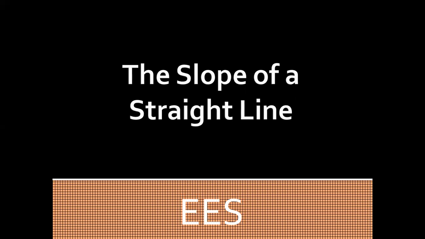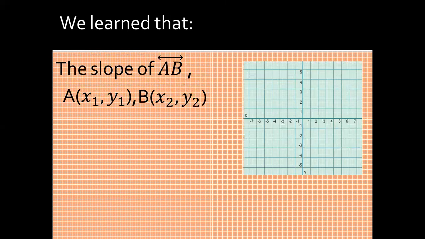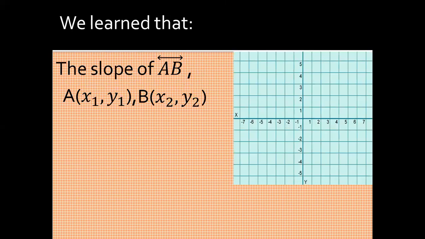Today I'm going to talk about the slope of the straight line. We studied before how to find the slope of the straight line. If we need to find the slope of the straight line AB, where the coordinates of the point A are x1 and y1, and the coordinates of the point B are x2 and y2, we need to find the slope of this straight line. What should I do?